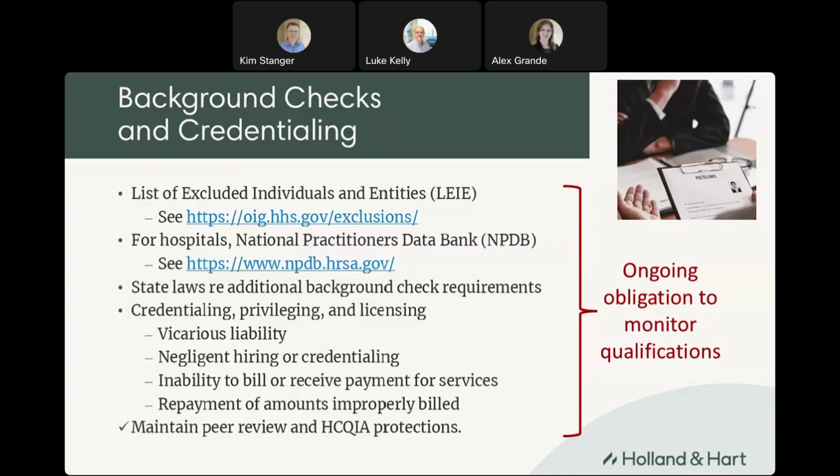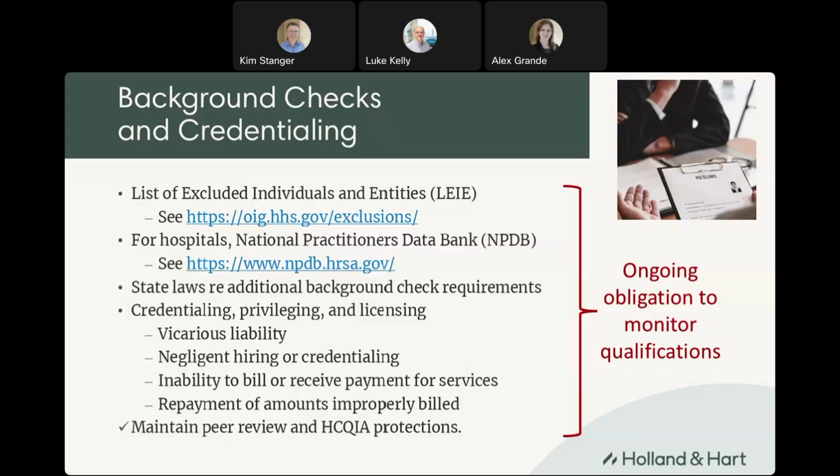If you're a hospital, then you also need to check the National Practitioner Data Bank to see if there are any reports on physicians or certain other healthcare providers that are out there. Each state may have its own additional requirements concerning background checks that you need to conduct for certain types of healthcare providers. Usually those depend upon that employee's access to children or others. There may be specific requirements. Make sure you're aware of that.